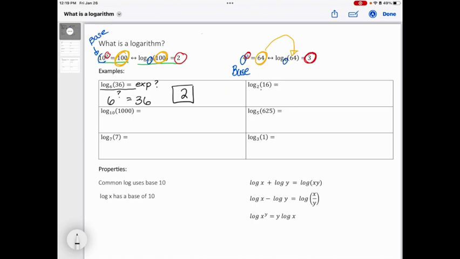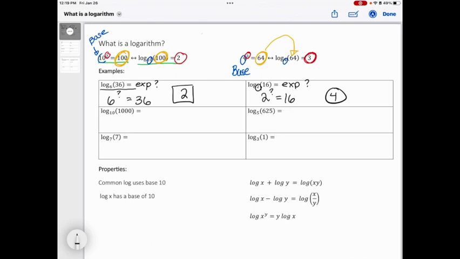Let's look at this one here. My base is 2. I'm trying to find the exponent. Let's write that down here. We're trying to find the exponent. 2 to what power gives me 16? When I take 2 to the 4th power, that's 16. So my answer to log base 2 of 16 is 4.